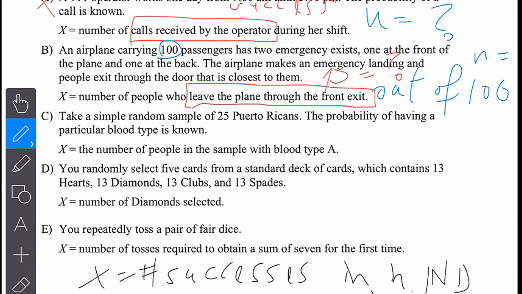C is the right answer. C is the right answer. C is binomial. Let's see why. Take a simple random sample of 25 Puerto Ricans. So that's our N. We're going to take a sample. So N is equal to 25. It's pretty clear.